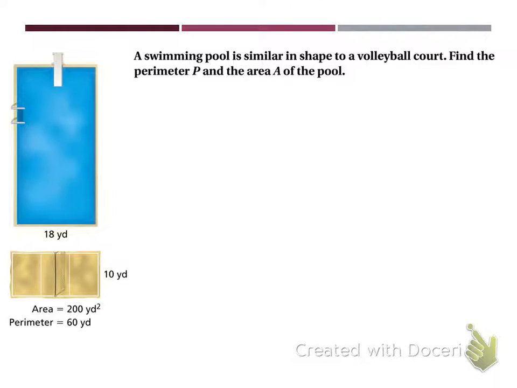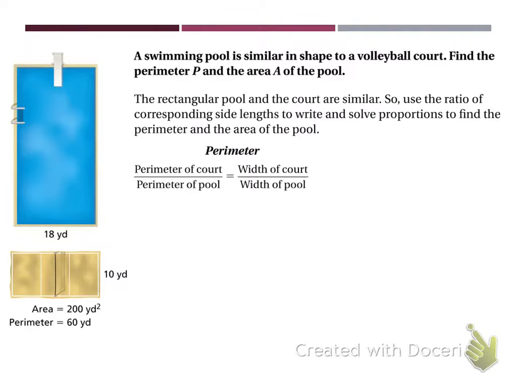Now, how am I going to use proportions here to find the perimeter and areas? So a swimming pool is similar in shape to a volleyball court. Find the perimeter and the area of the pool. So the rectangular pool and the court are similar. So we're going to use the ratio of the corresponding side lengths to write and solve proportions to find the perimeter and area of the pool.